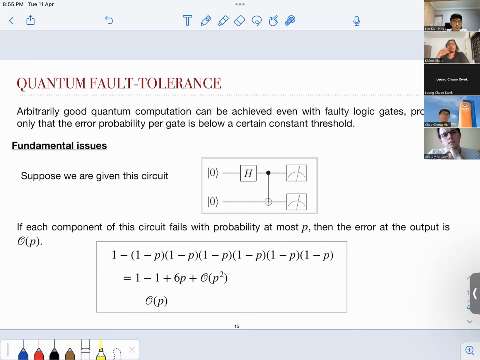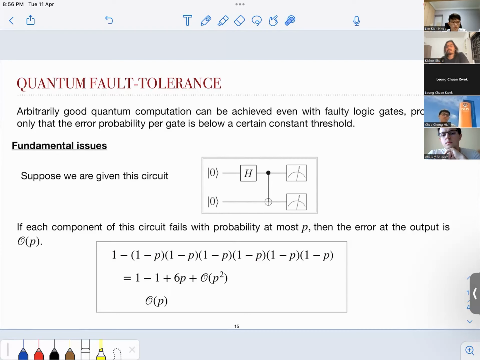To calculate the error at the output, there will be no error if none of the components fail. What is the probability that one component fails? That's P. What is the probability that one component does not fail? That's 1 minus P. There are 6 components, so the probability that none of them fail is (1 minus P) multiplied 6 times. The error probability is 1 minus the probability that none of them fail. You do this and the leading term is order P.